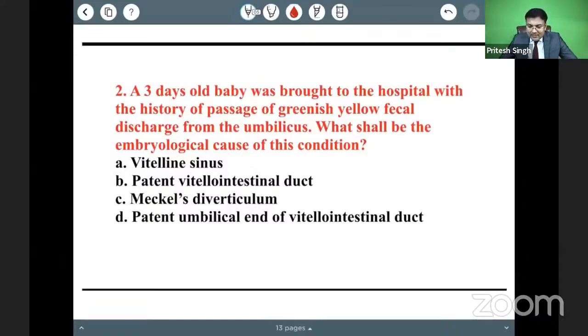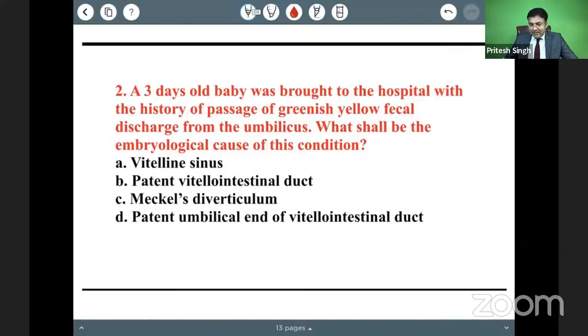Tell me the answer. Muhammad, B. Very good. Pawan, B. DG, B. Debolina, B. Sushruta, B. Lavanya, Shiva, B. Pooja, C. Manoj, B. So the majority of you are correct. The correct answer is B.